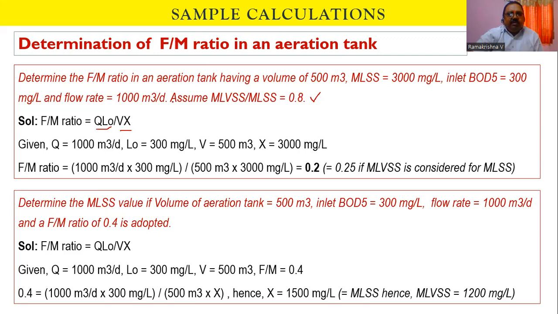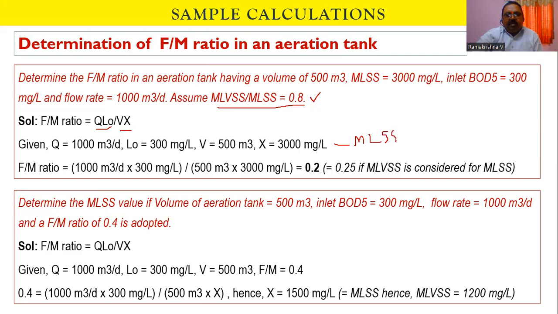So when you're expressing in terms of MLSS, now we consider in terms of MLSS. If we consider in terms of MLVSS, mixed liquor volatile suspended solids, we have to apply this conversion. So both the ways we can adopt, there's nothing wrong in it. So now Q into L naught by Vx. So Q is equal to 1000 meter cube per day, L naught is equal to 300 milligram per liter, V is equal to 500 meter cube, X is equal to 3000 milligram per liter. As per the given problem, this is your MLSS.